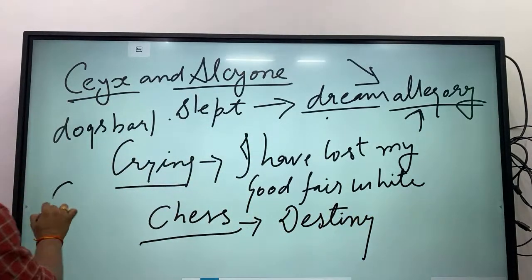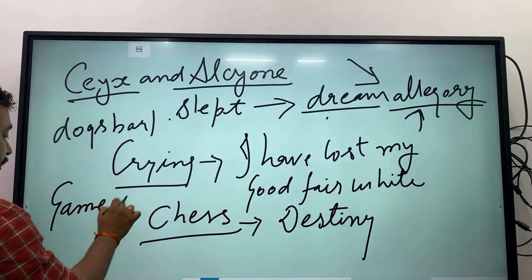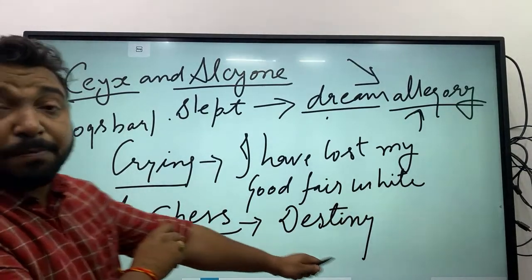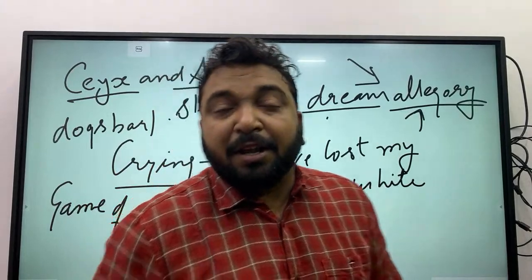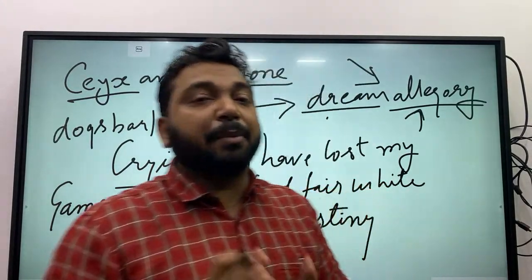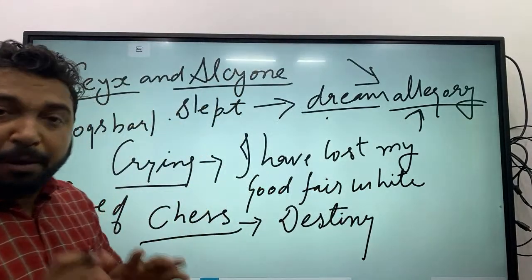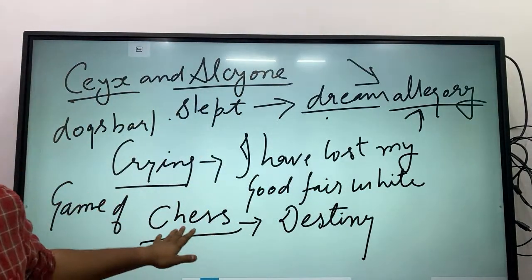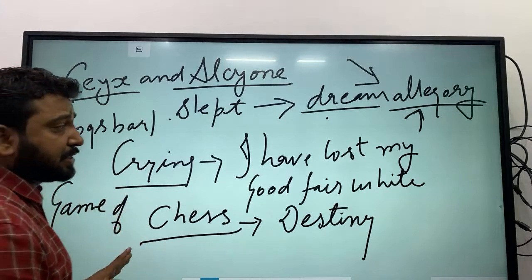The game of chess reference, game of chess with destiny. He says, I played a game of chess with destiny. Playing with destiny, playing with fortune, I lost it. So here we have some references of Chaucer, but my friends, no need to go for the story, no need to read unnecessary things.